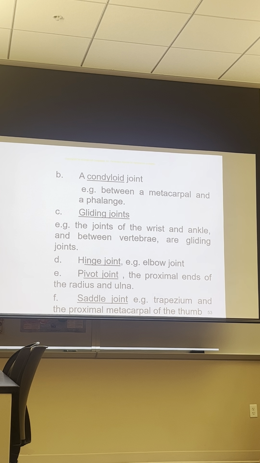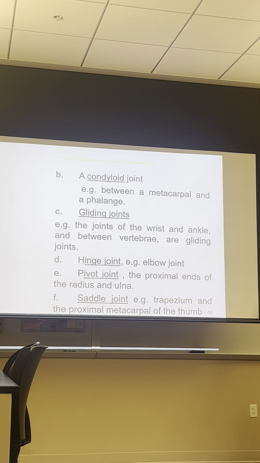We've got a condyloid joint between the metacarpals and the phalanges. That would be your knuckles. So this would be a biaxial joint, so you can go up and down and left and right. Gliding joints, this would be your ankles and your wrists, and then also your vertebrae.